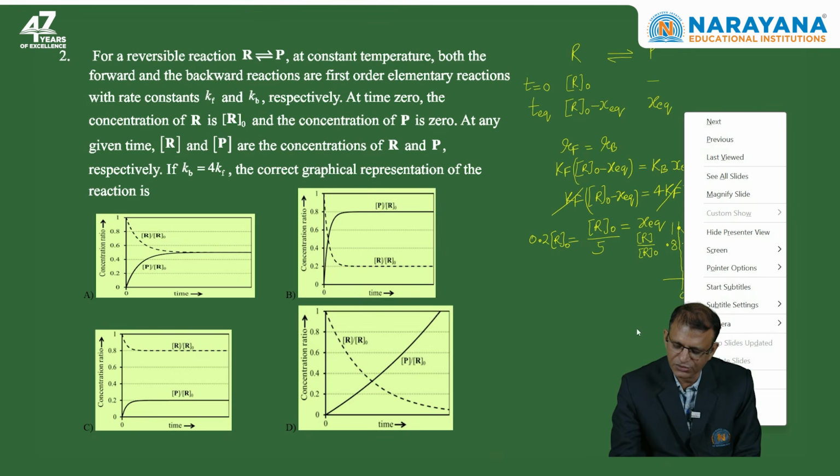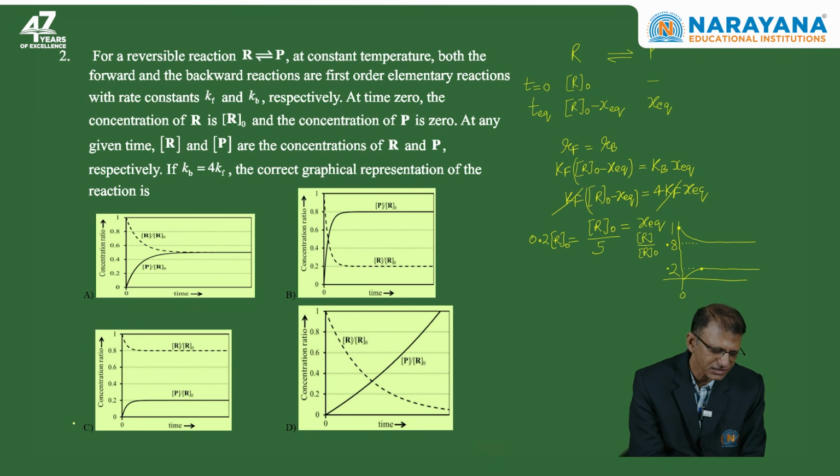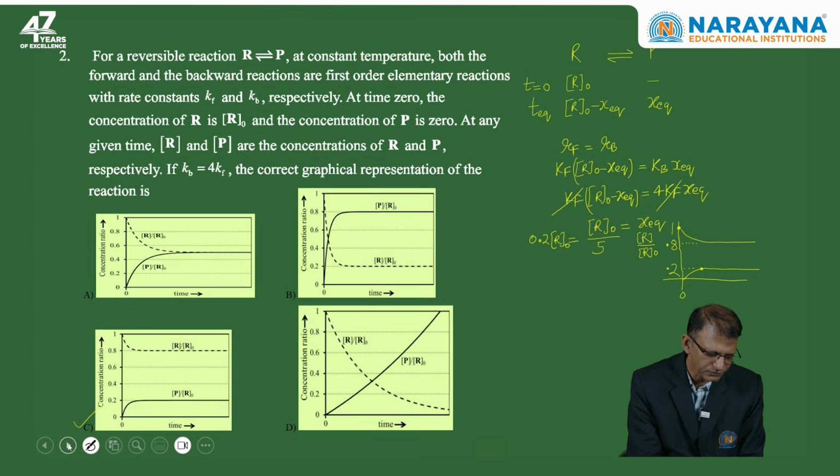This is the variation of concentration of reactant. For the product, initially at time t is equal to 0, there is no product at all, and after some time when equilibrium is established, the amount of product formed is equal to 0.2, right? So this ratio is equal to 0.2. From here we can decide that the C graph is the correct one. So the answer for this question will be C. It is a very straightforward question. If someone has done first order opposed by first order, I will say that this is an easy question. So let us move to the third problem.